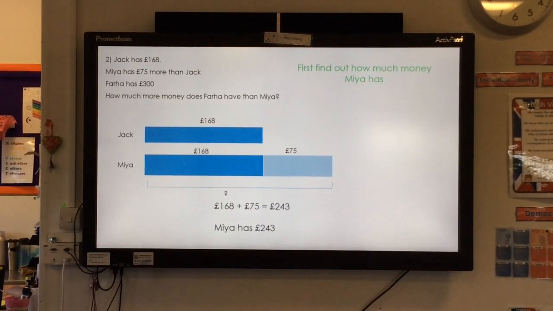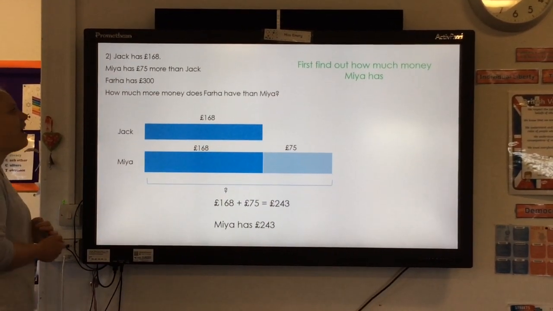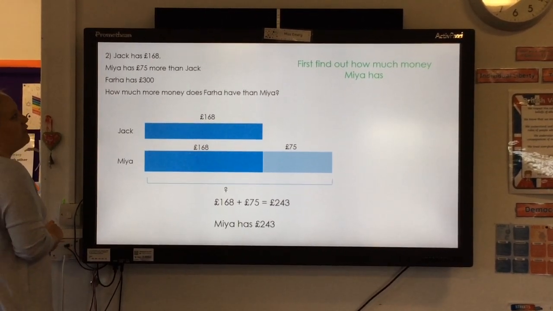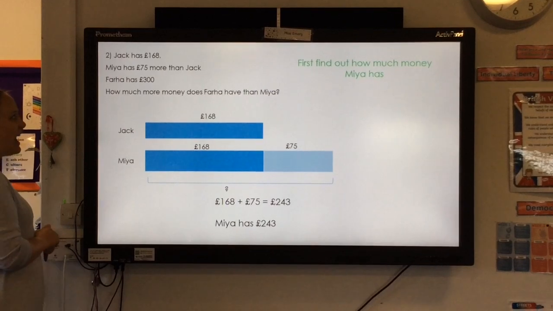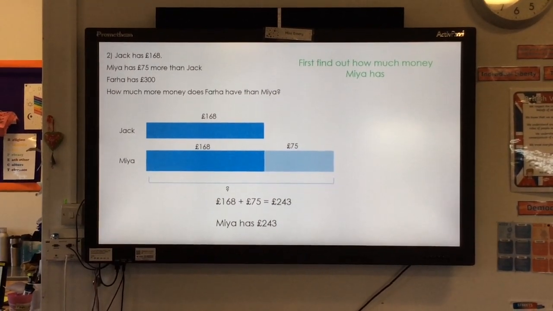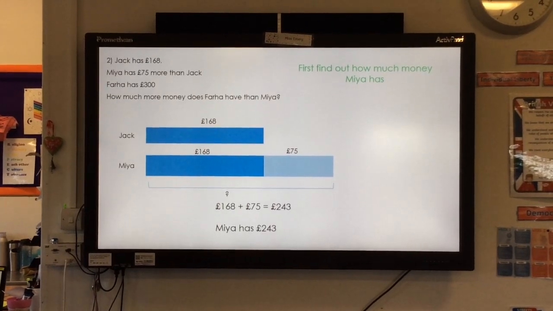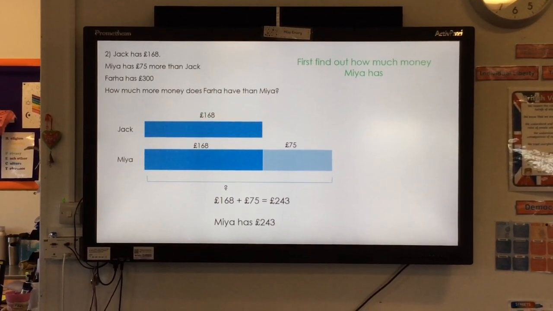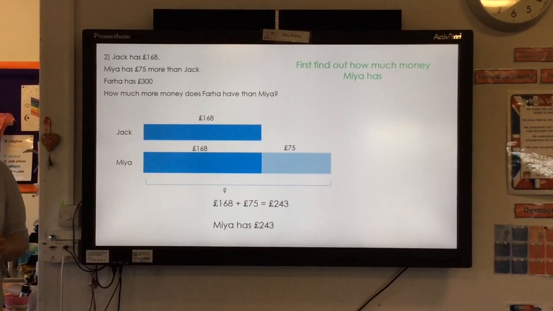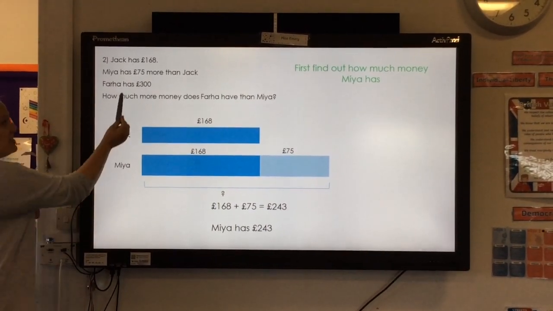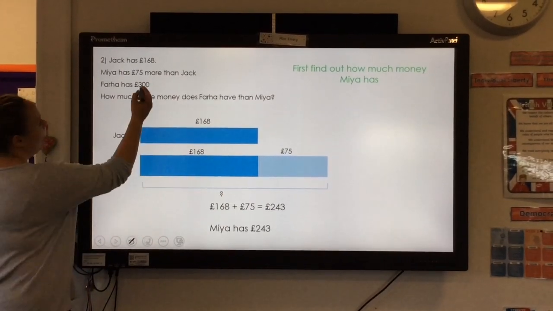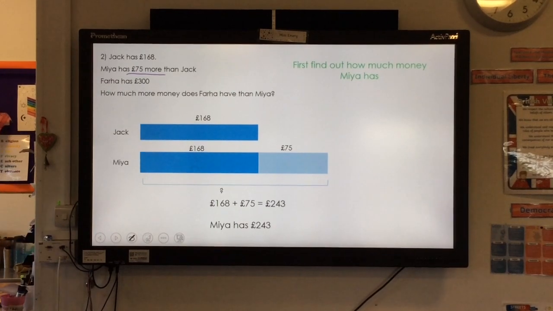So, Jack. Jack has £168. Maya has £75 more than Jack, and Farah has £300. How much more money does Farah have than Maya? Now the first thing we need to work out is how much money Maya actually has, because we might be tricked and think she has £75, but she doesn't. She has £75 more than Jack.